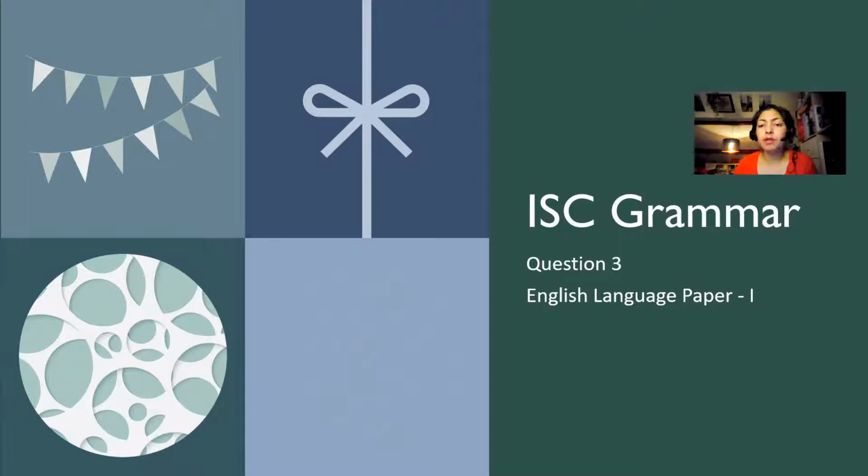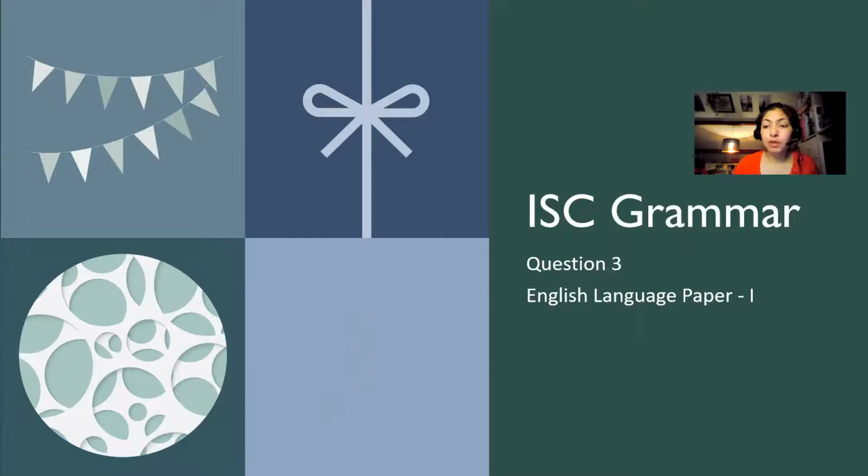So this video is going to cover ISC grammar, question 3, English language paper 1. Right, so this is question 3, and what I did is that I saw the first question in the ISC specimen paper 2019, and question number 3A says, now you have sentence A, you're required to write sentence B without changing the meaning. You have to rewrite sentence A as sentence B without changing the meaning of the sentence.